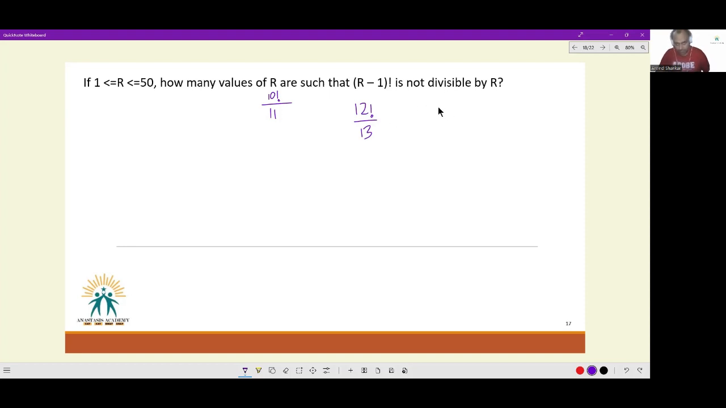So, can I say acceptable values of R? Okay.